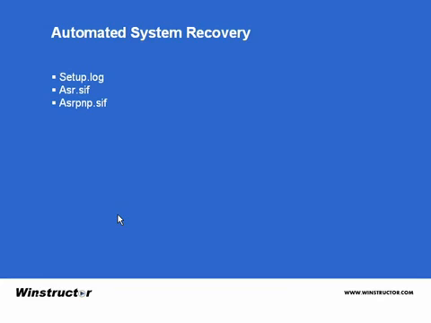Well, it may surprise you to learn that there's only 3 files on an ASR disk. The first is setup.log. Now this file points to the location of the system files on your server. Next we have asr.sif. This file contains information about the disks, partitions and volumes of the server, and it also contains the location about where the backup media used is located. And finally we have the ASR pnp.sif file. This contains information about any plug-and-play devices that you may have in your server.